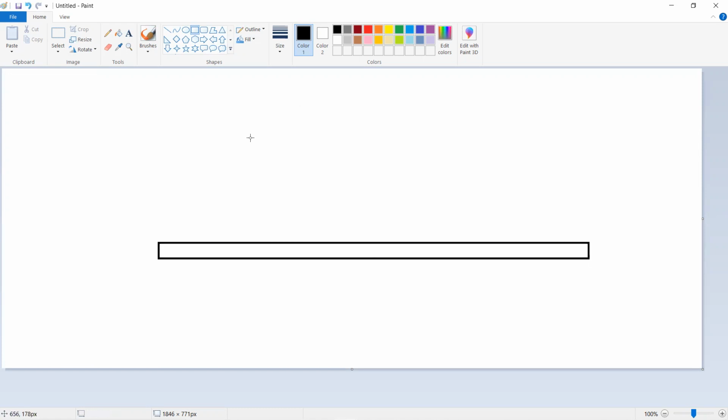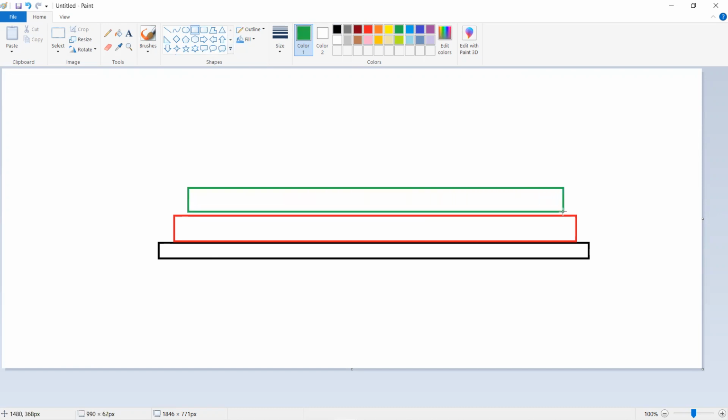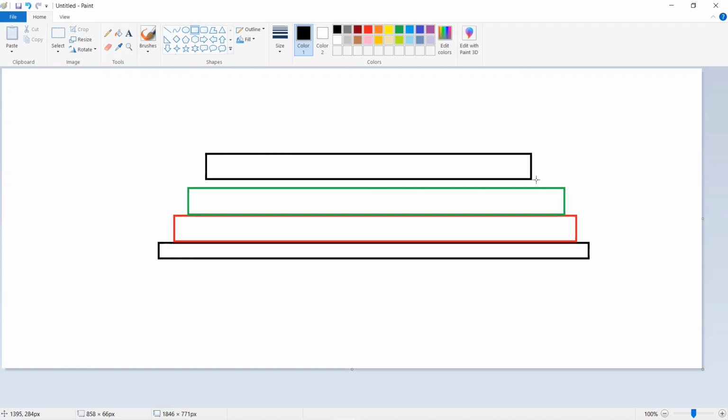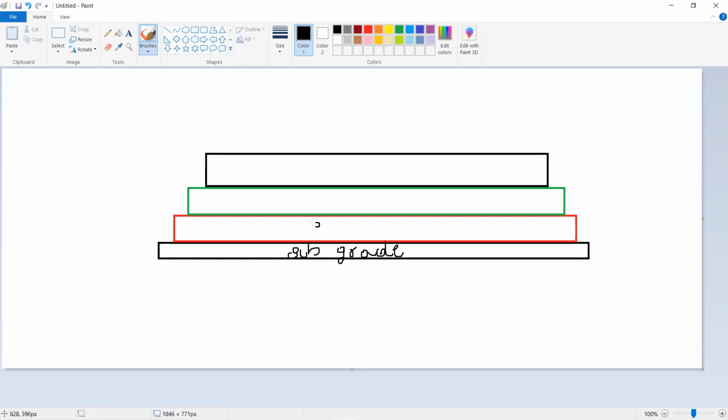So I will just try to write on the diagram. Layer number 1, this will be layer number 2, then layer number 3, then finally layer number 4. We all know that the bottommost layer of the road is called subgrade. And this layer you can call it as GSB.